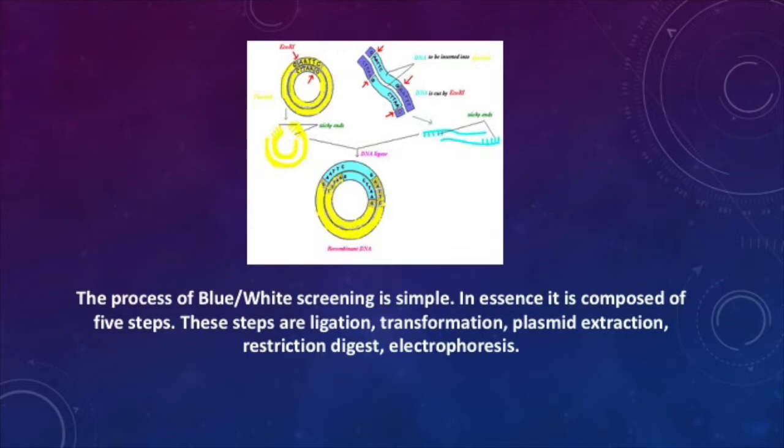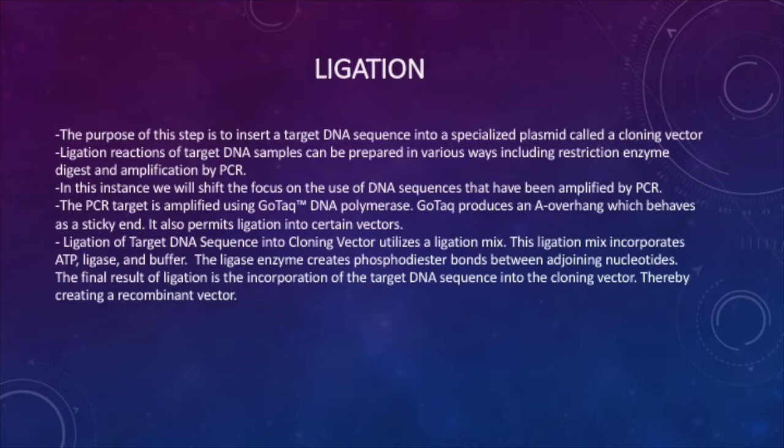The process of blue-white screening is simple. In essence, it is composed of 5 steps. These steps are ligation, transformation, plasmid extraction, restriction digest, and electrophoresis. The purpose of this step is to insert a target DNA sequence into a specialized plasmid called the cloning vector.